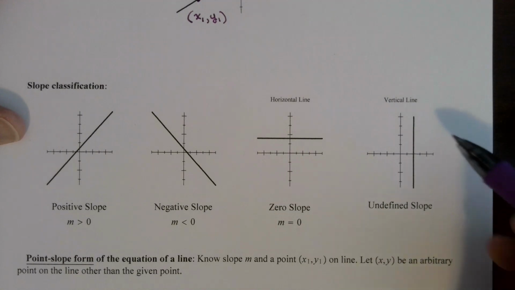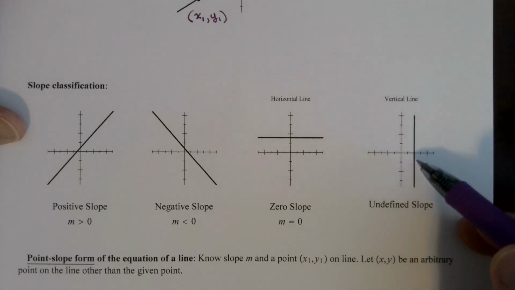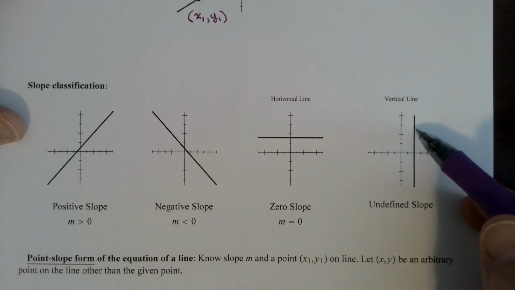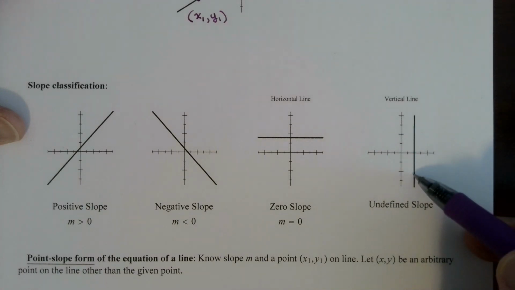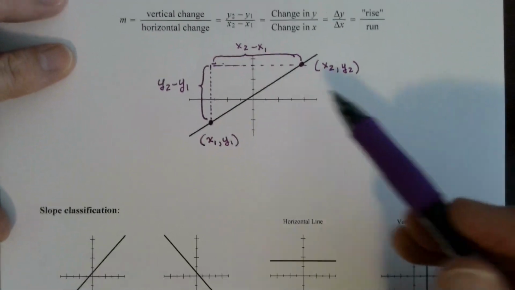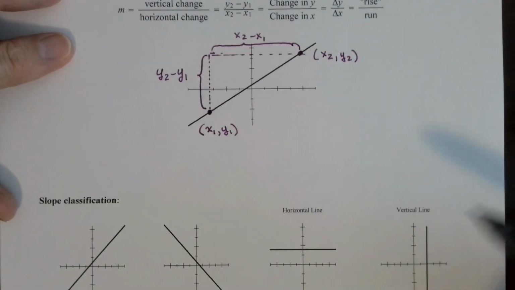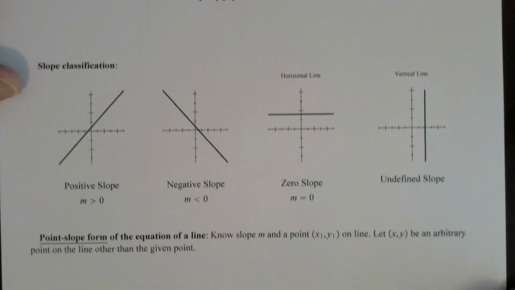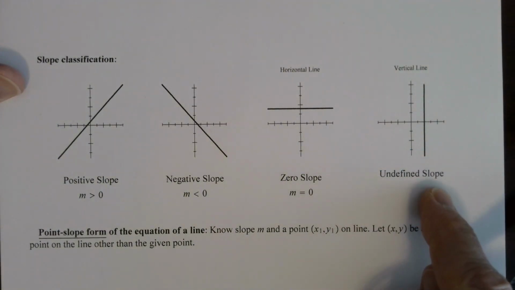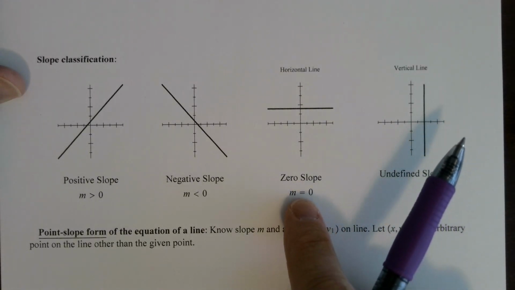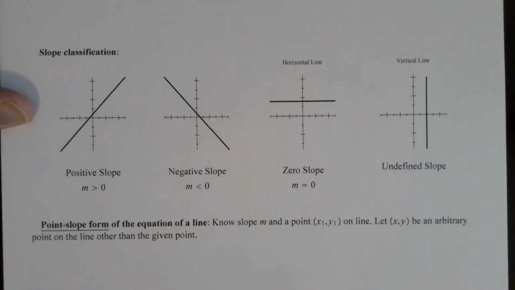Then a vertical line, and a vertical line here, notice the horizontal change is 0. As I move from one point to another, the change in x is 0. And that results in what? Division by 0, right? The change in x being 0. And of course, division by 0 is not defined. And in that case, we get an undefined slope. Don't use the term no slope. It's either slope of 0 if you have a horizontal line, or the slope is undefined if you have a vertical line.